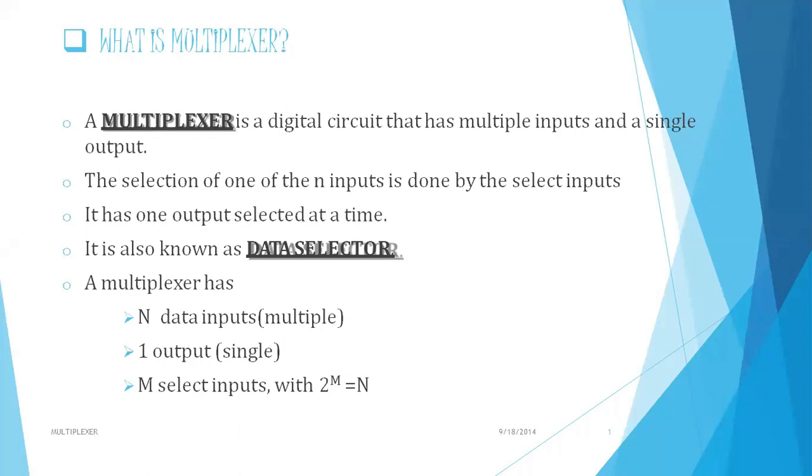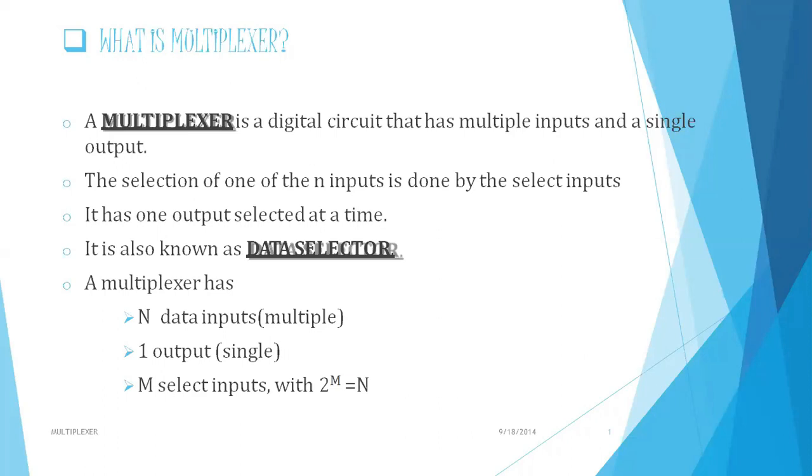So a multiplexer is also known as a data selector. It selects any one of the inputs at a time. The selection of one of the n inputs is done by the select inputs. So a multiplexer has multiple data inputs, and it will produce only a single output.